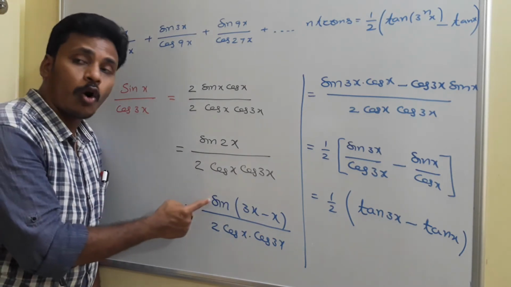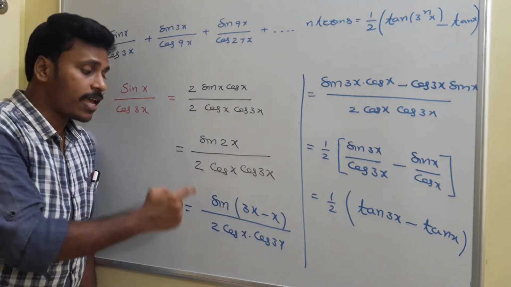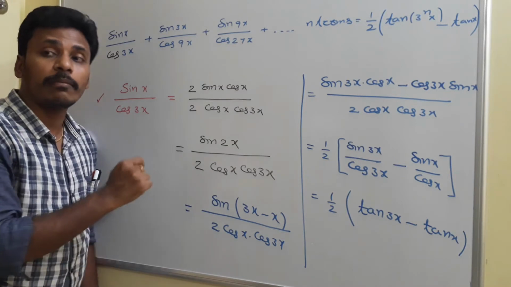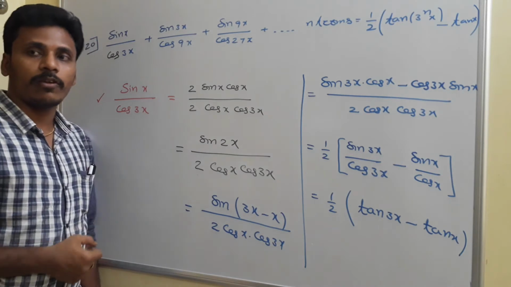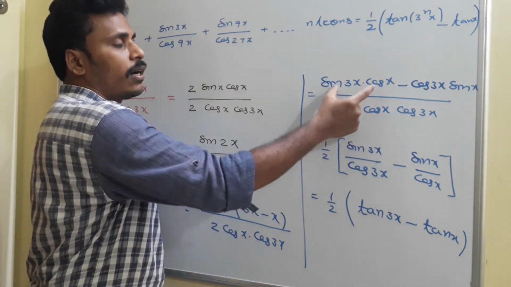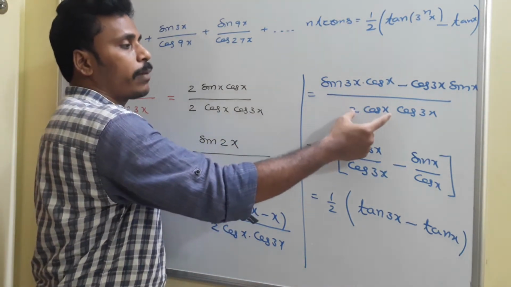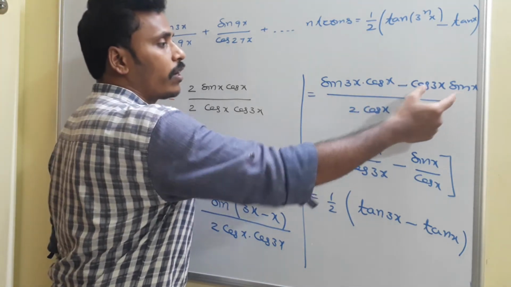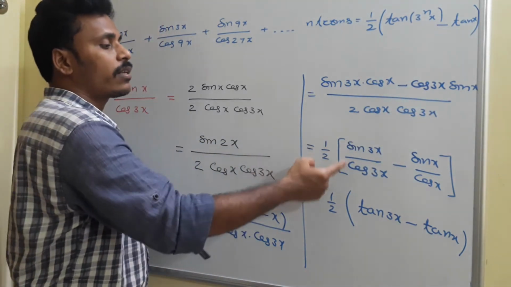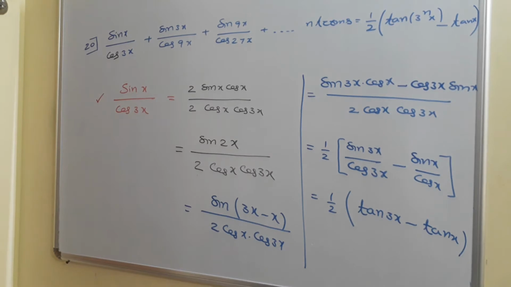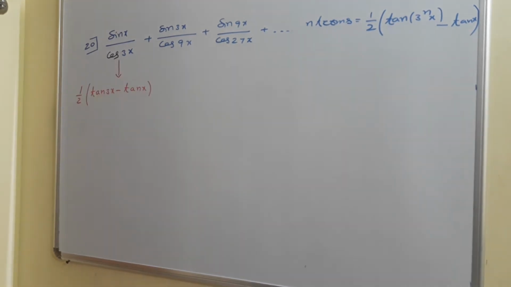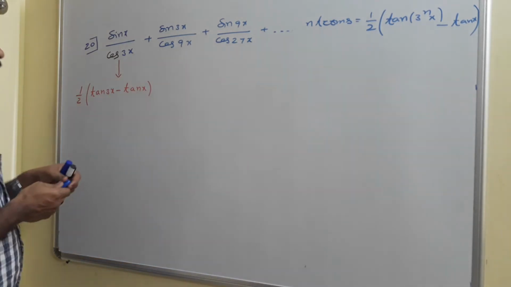Since the numerator is sin 2x, you rewrite that 2x as 3x minus x. Now it is sin of 3x minus x, sin of a minus b. It can be written as sin a cos b minus cos a sin b. Now see, first part of the difference by the denominator, second part of the difference by the denominator, and it gives us this. On simplification, the first one is half tan 3x minus tan x.